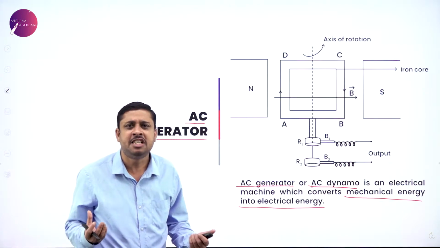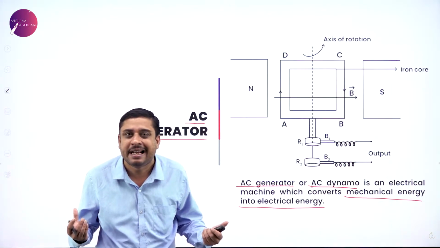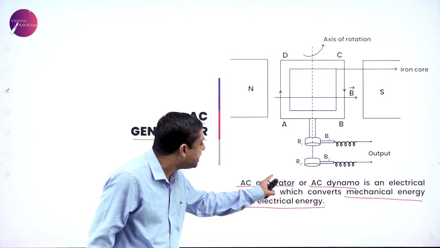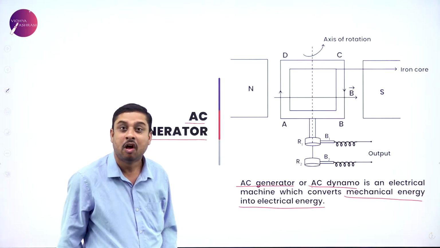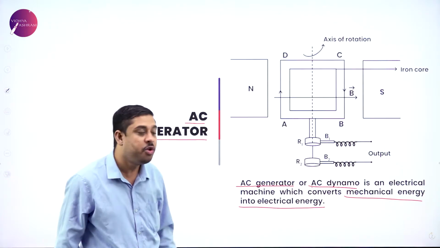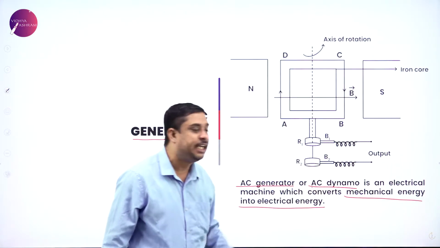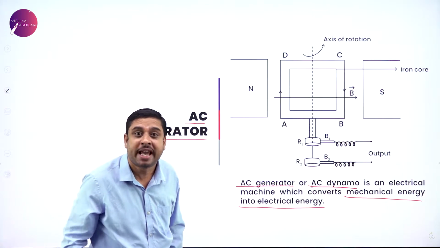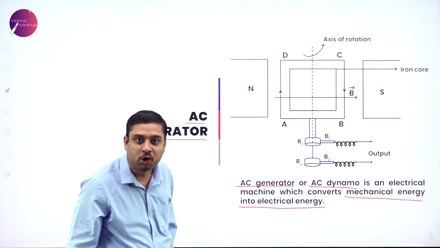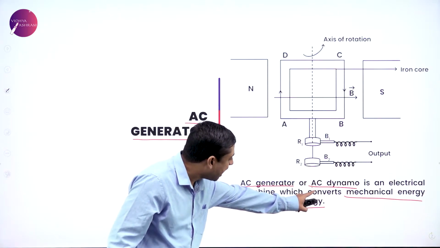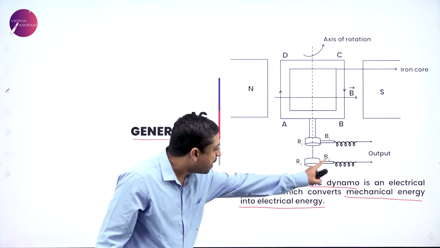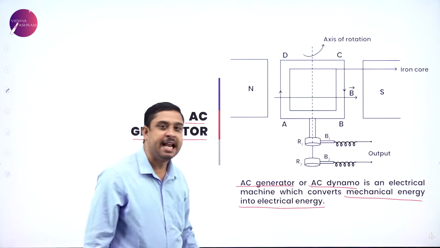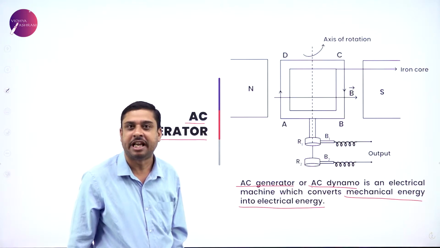So my first part of the understanding says an AC generator, also known as an AC dynamo, is an electrical machine. And what is it doing? It is converting mechanical energy into electrical energy.